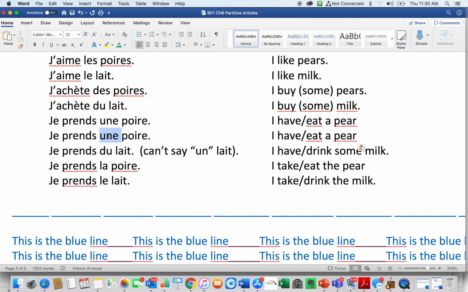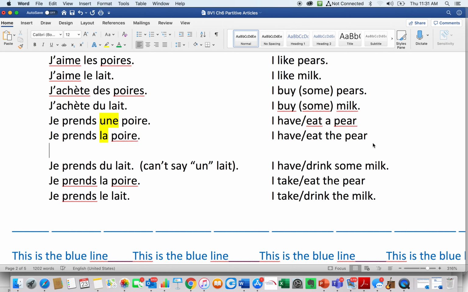I could say, je prends la poire. And what would that mean? Je prends la poire would be I eat the pear, right? So it's important for us to make sure we know the difference between une and la. Okay, what if I were going to say I have some pears, like I eat several pears every day because they're so good?